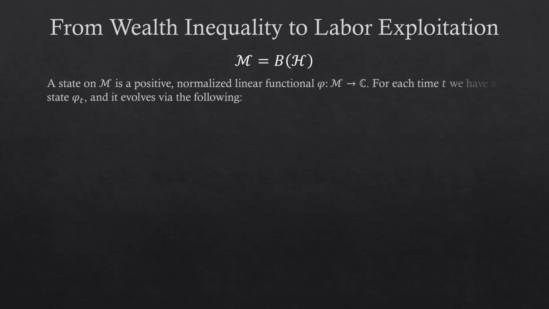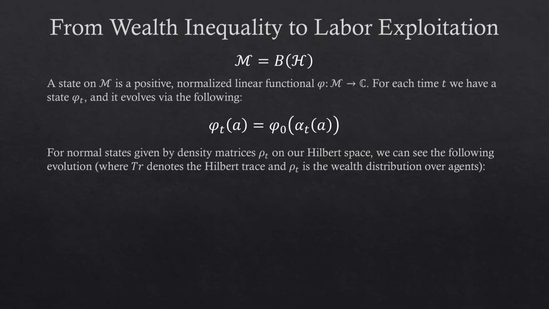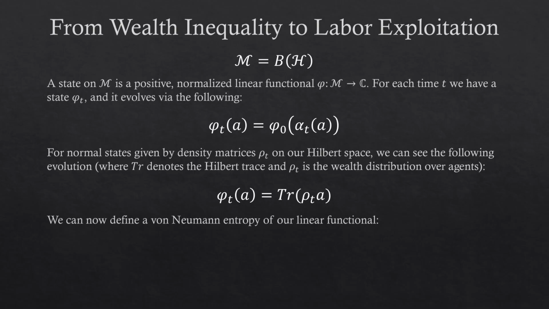A state on our von Neumann algebra is a positive normalized linear functional phi that maps us from the von Neumann algebra into the complex numbers. For each time t, we have a state, phi sub t, and it evolves via the following. For normal states given by density matrices rho sub t on our Hilbert space, we can see the following evolution, where tr denotes the Hilbert trace and rho sub t is the wealth distribution over agents. We can now define a von Neumann entropy of our linear functional. That is minus the trace of rho sub t times the natural log of rho sub t.